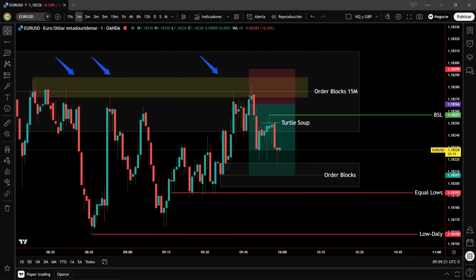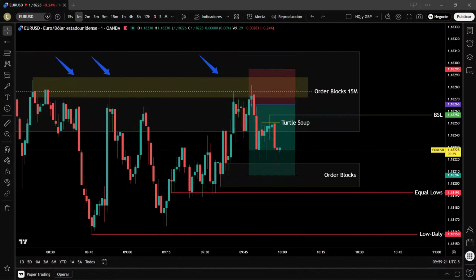We return to the 1-minute chart to witness the master move of the session. Notice how the price, after sweeping the lower liquidity, performs a small bullish impulse that leaves a new internal BSL, buy-side liquidity, at 1.18257. This move is a classic induction trap for buyers. Immediately after, EURUSD executes the turtle soup model, a fake breakout of that recent high to capture stops and react instantaneously within our upper order block zone.